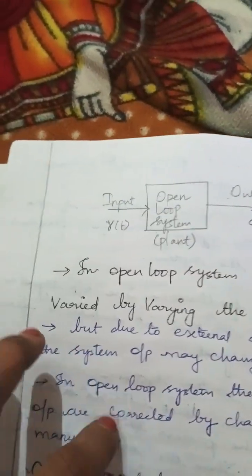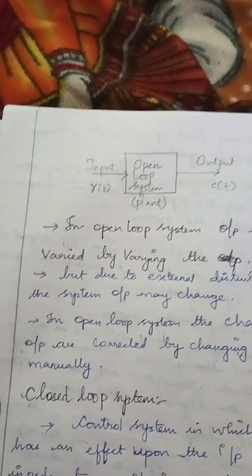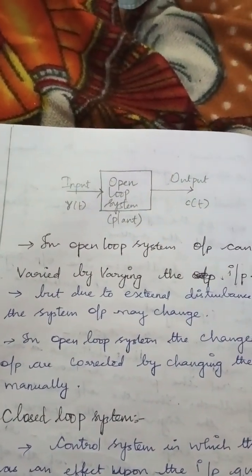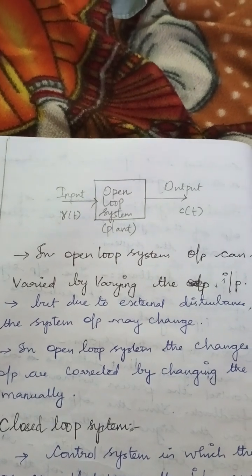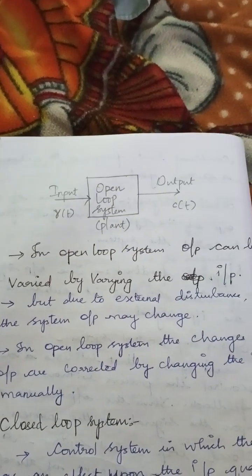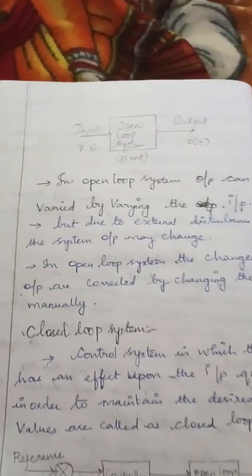So for any input we will get the output. For example, traffic lights: the input is already fed, relevant to that the output is produced, that's all. There is no control over the output at any cost. If we give input, we get output. Such types of systems are called open loop control systems.